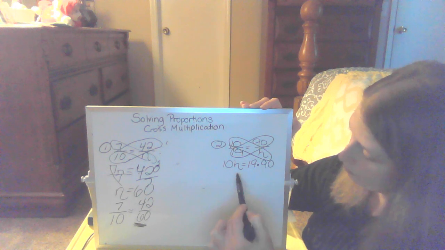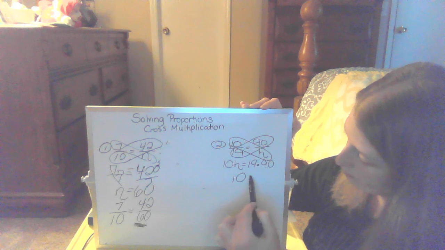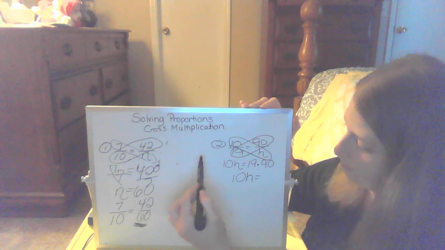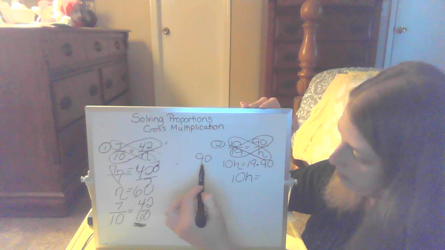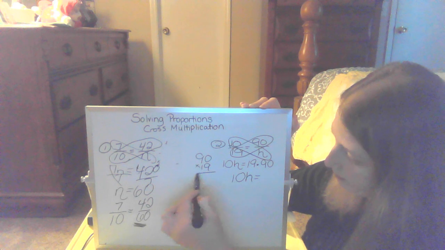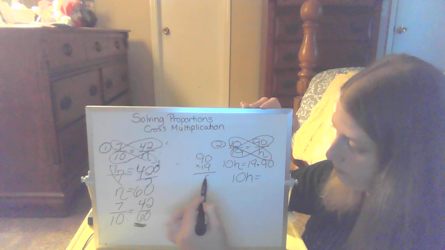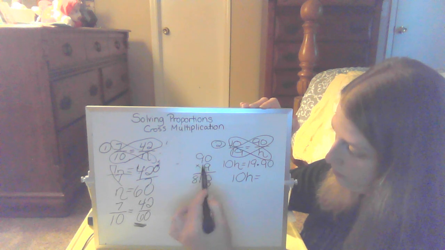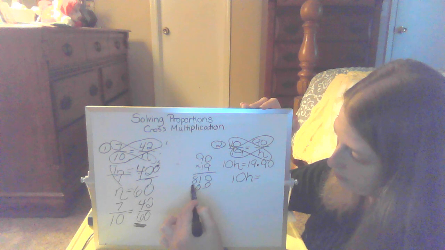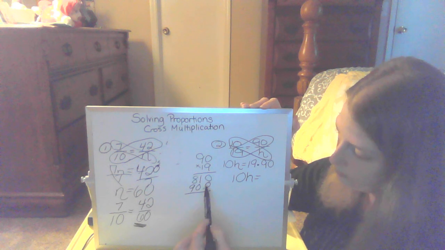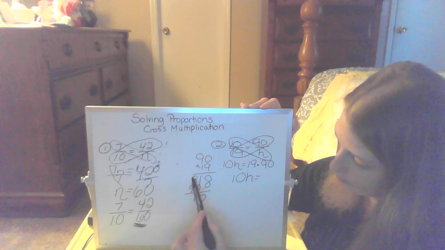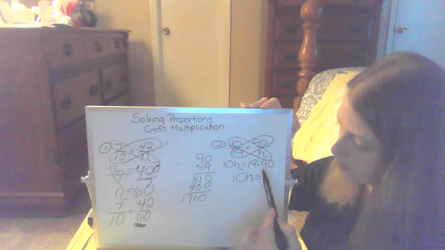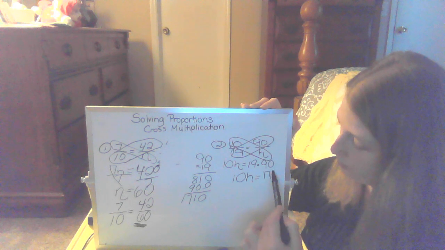Okay, so we're going to figure out what 10h is equal to. So let's do our math over here. 90 times 19. Well, 0 times 9 is 0. 9 times 9 is 81. 1 times 0 is 0. And 9 right here. So let's add up our numbers here. 8 plus 9 is 17. So that's going to give us 1710 is what 10h is equal to.